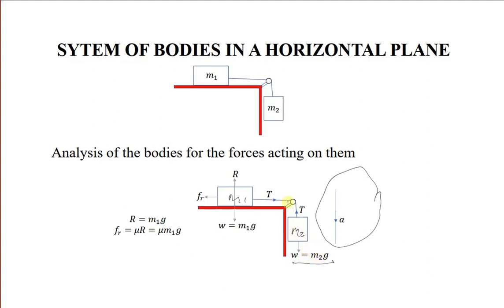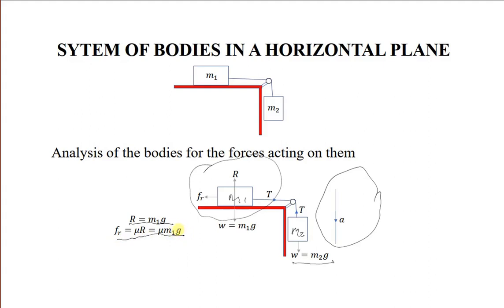So, in the first body, the body of mass M2, we have the tension going towards the fixed point, which is upward, and the weight acting downward, which is M2G. Now, if you look at the body of mass M1, the tension is towards the body of mass M2, and the frictional force opposes motion. So these are the forces acting on the system. Don't forget that for a body on a horizontal plane, the normal reaction is M1G, and the frictional force is mu R, which is mu M1G.